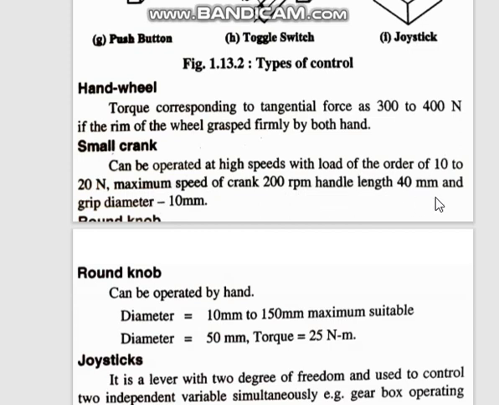You see, handle, you are holding in the fist, what should be the minimum length, at least 40 mm. And what should be the diameter, at least 10 mm. Less than 10 mm will be too little. Okay, at least 10 mm it should be there, and bigger, your accelerator diameter, how much is this, it may be around 25-30 mm.